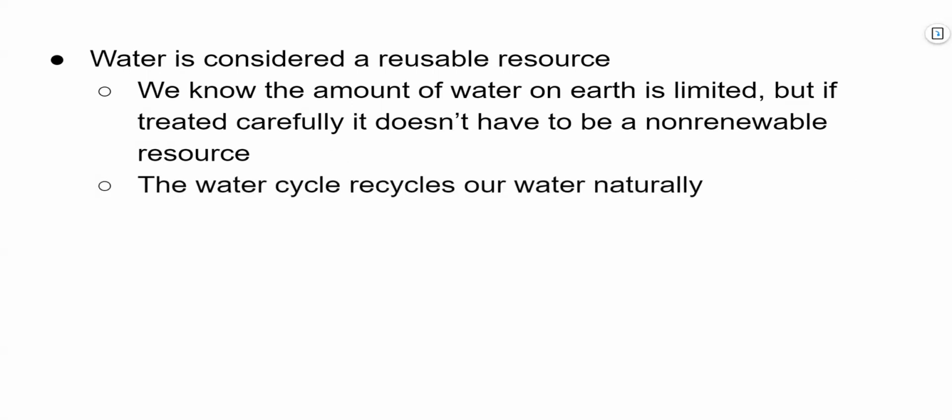We talked about how the water cycle naturally recycles our water. So the water that falls as rain, runs off into rivers, it gets evaporated back up into the atmosphere and can fall as rain again. So we're constantly able to reuse it.